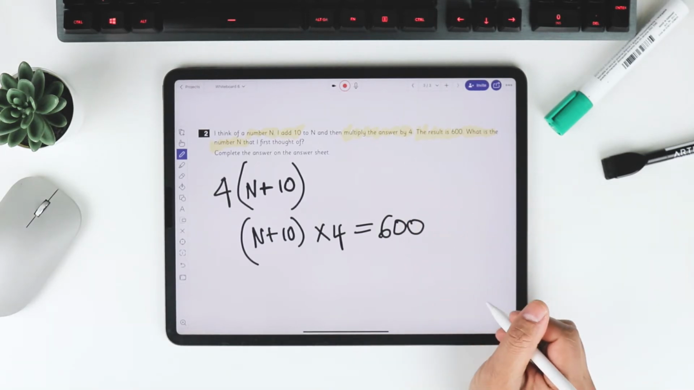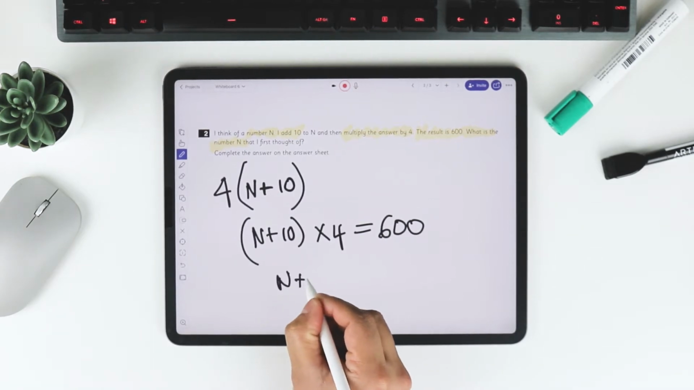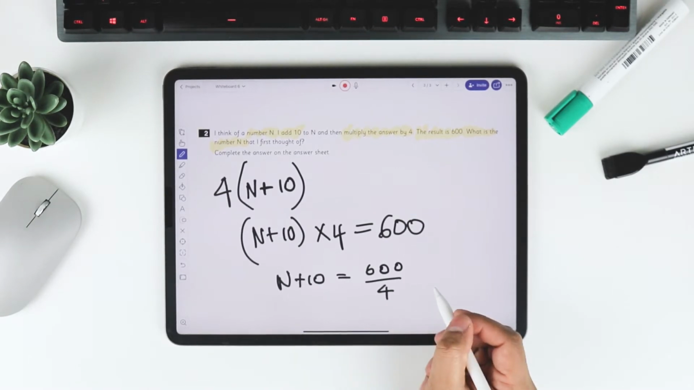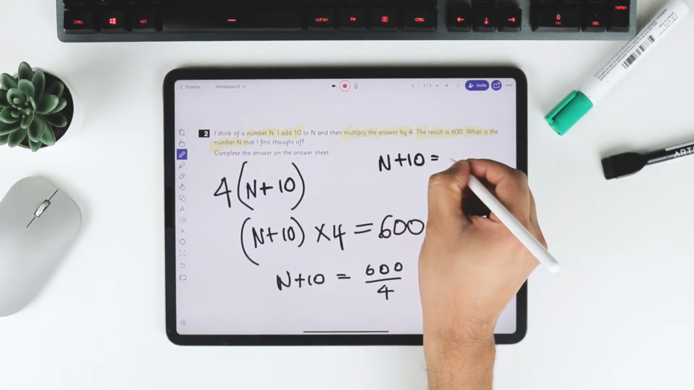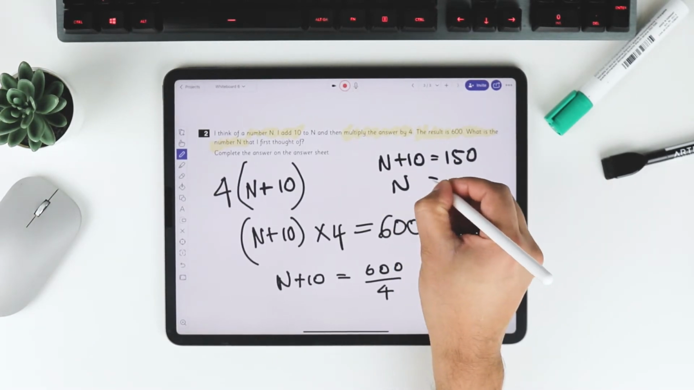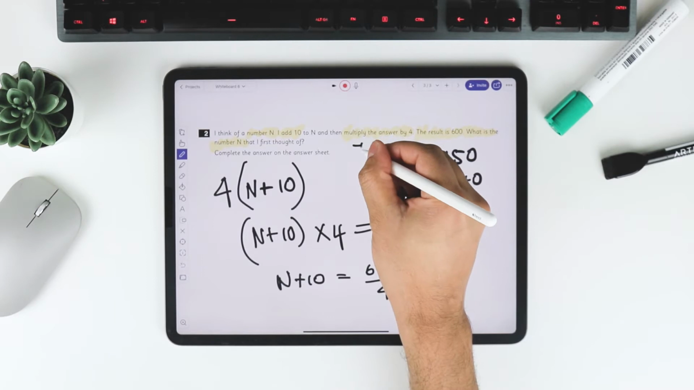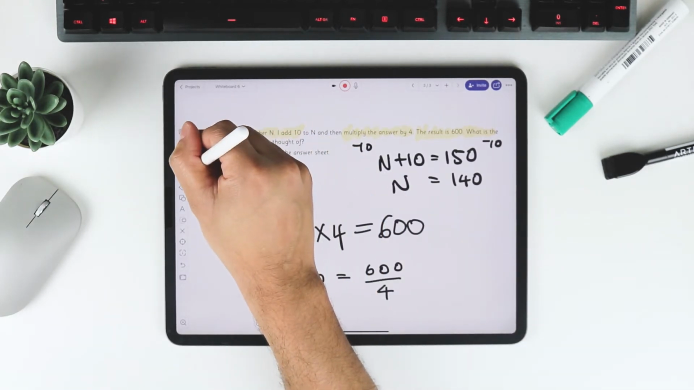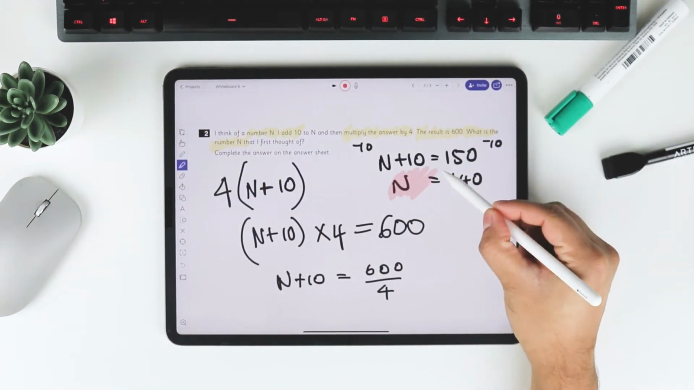Some of us will know that I have to divide by 4 first. You're left with n plus 10 equals 600 divided by 4, which is equal to 150. So we can write here, n plus 10 equals 150. n would be 10 less than 150, which is 140. We take 10 away from both sides, and we get 140 equals n, or n equals 140. That's your final answer. n is the number we're thinking of, and here you can see that n is equal to 140.